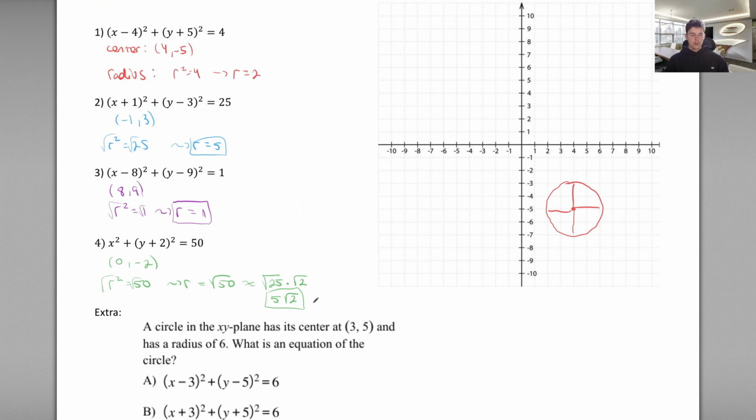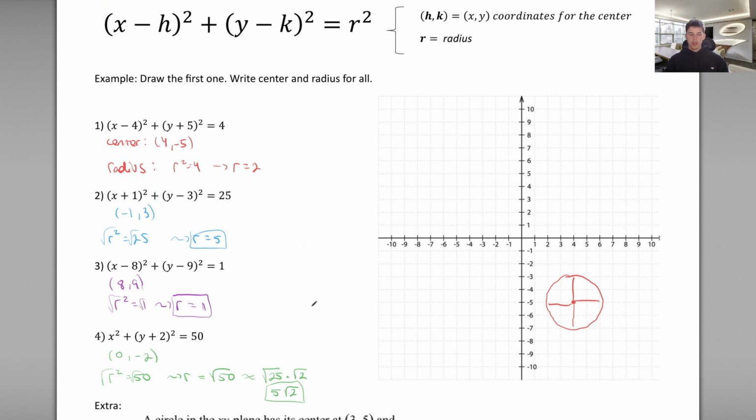Let's do one little extra problem here. Let's see the transformation from number 1 to number 2. Let's draw number 2 really quickly. At negative 1, 3 right here, the radius is 5. So 1, 2, 3, 4, 5, it's going up to here. 1, 2, 3, 4, 5 up here, and 1, 2, 3, 4, 5 in the other directions.